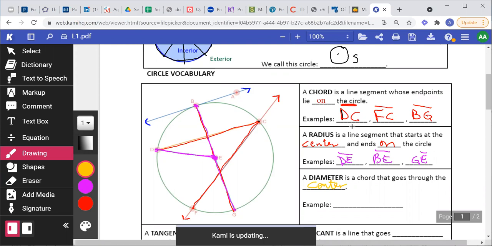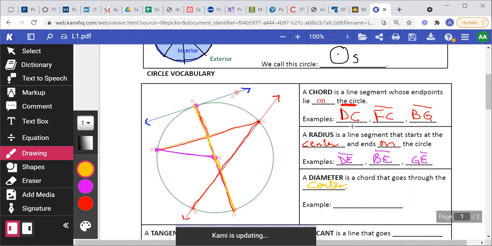So here, the only chord that goes through the center and has its 2 endpoints on the circle, because the definition of a chord is a line segment whose endpoints are on the circle, okay? But if a chord goes through the center, that chord becomes what? The diameter, okay? Like DC is a chord, and then since BG is also a chord, but since it goes through the center, it becomes what? A diameter. That's why it said it's a chord that goes through the center.